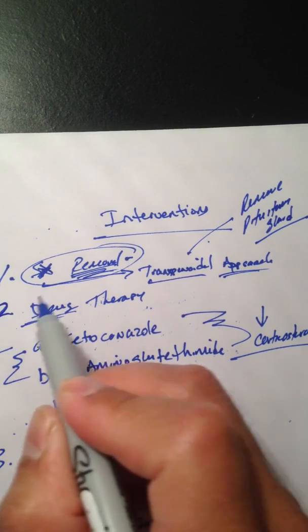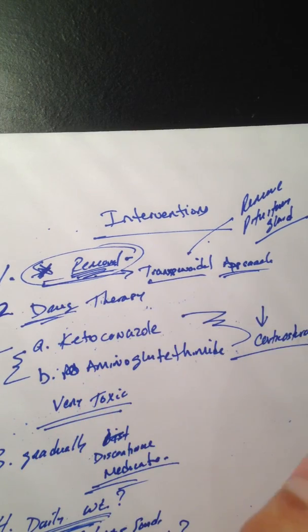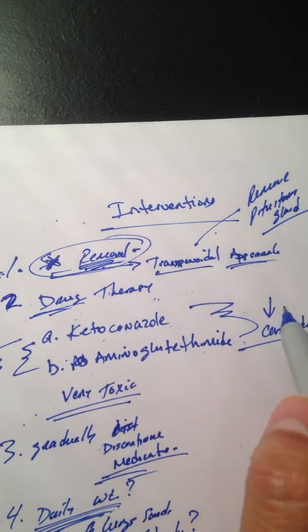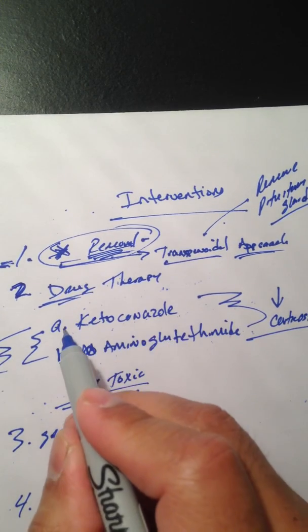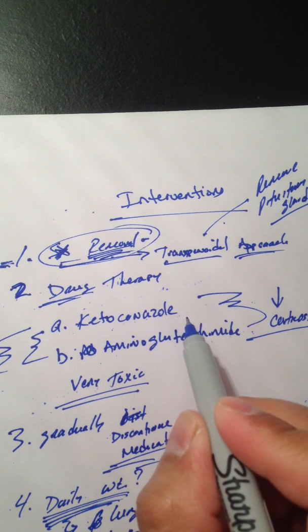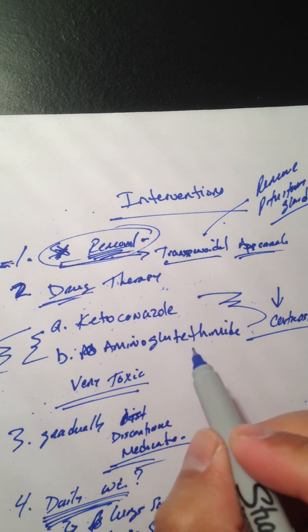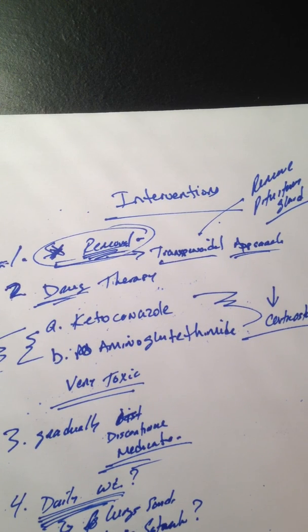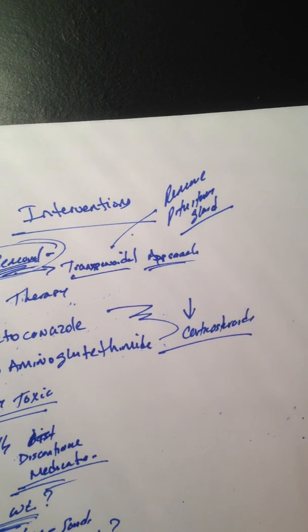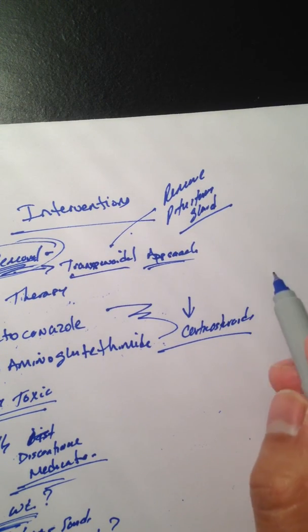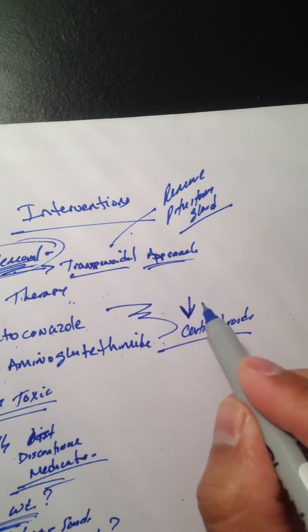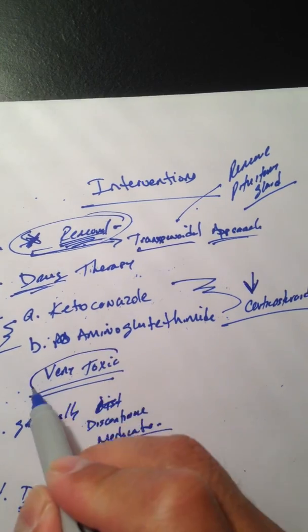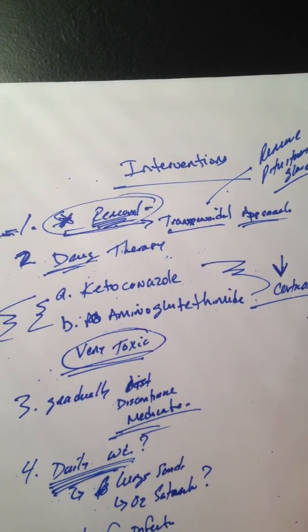Number two, if surgery is not performed to remove whatever mass may be present, then you could also do drug therapy. Now, the two drugs that you may see are ketoconazole and aminoglutethimide. These will be given to decrease the corticosteroids or the cortisol levels in your body. The problem with these two medications is that they are very toxic.